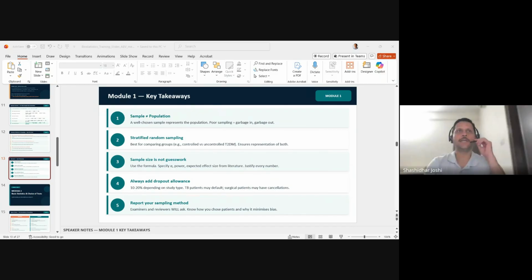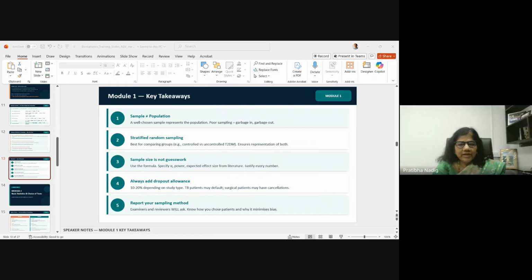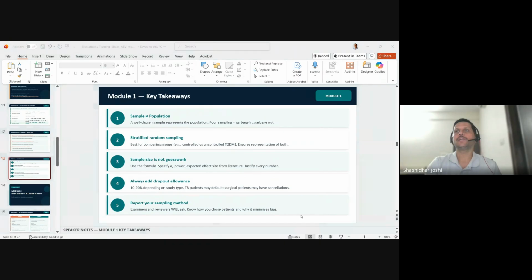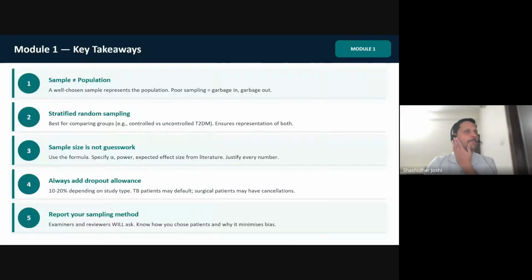Yeah, so basically I'm wrapping this up with a few key takeaways. Basically, what we have learned so far. Let me go to slide mode. So there are 5 key takeaways. The first is that sample is not equal to population. A well-chosen sample represents the population. Poor sampling is garbage in, garbage out.